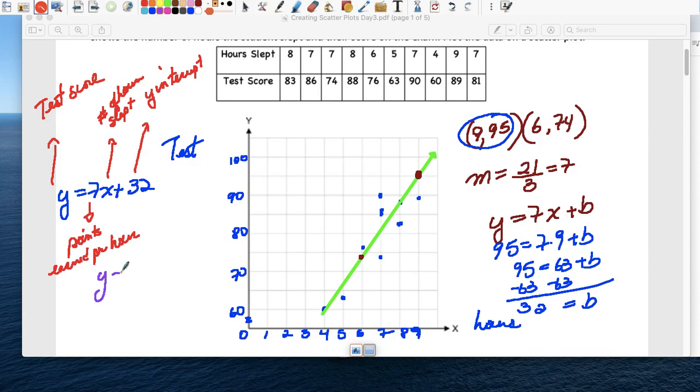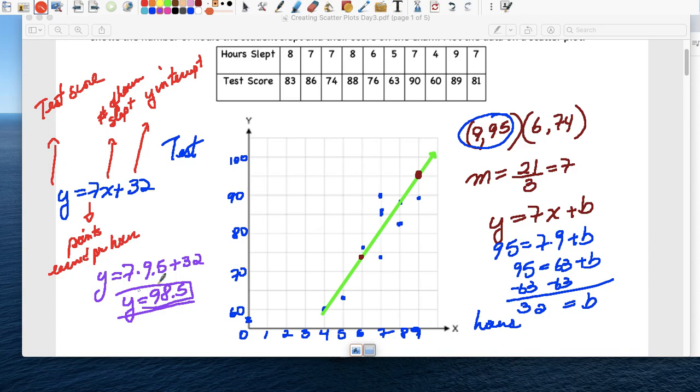So y equals 7 times the number of hours that you're going to sleep, 9.5, plus 32. And I'll talk about the y-intercept in a second. So 7 times 9.5 plus 32 equals, so if you slept 9.5 hours, according to this scatter plot, you're predicted to get a 98.5 on your test.